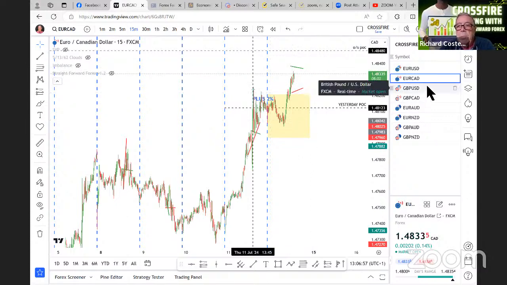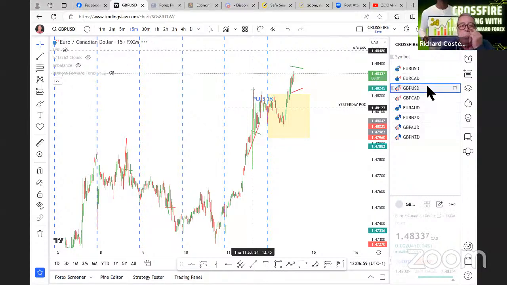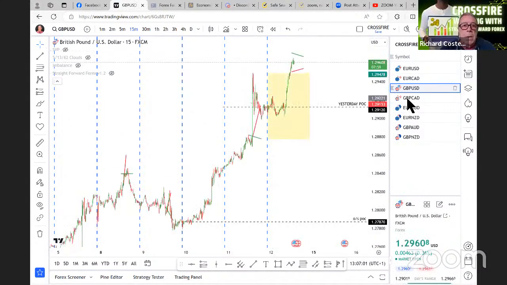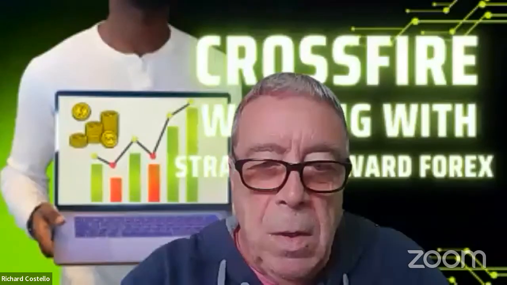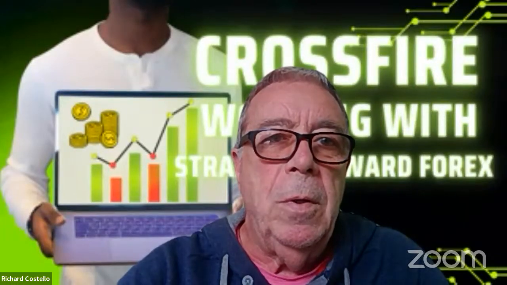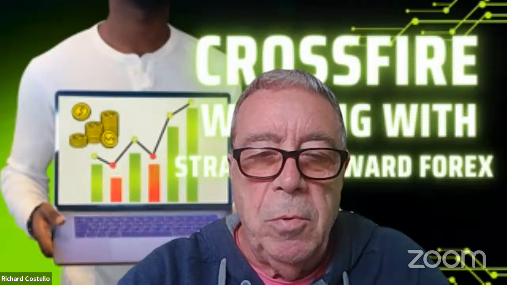GBP USD is pretty similar, I'm guessing. There was a huge increase. Just change my screen. Just bear with me 1 second. Don't know what happened then, but it decided to change my screen. I'll get it in a second. Well, we need to get back to sharing screen.